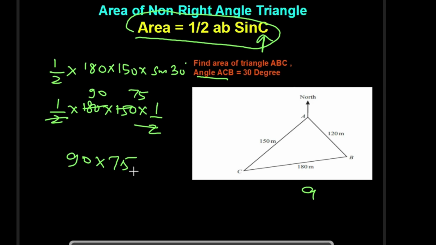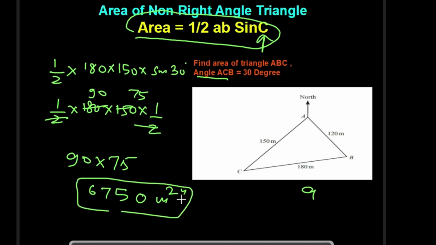Okay, we will do, so 9 into 5 is 45, 9 into 7 is 63, plus 467 meter square. Area is always in meters, so that's why meter square. So that's why the answer will be this. Okay, so this way we can find the area of a triangle if this triangle is a non-right angle triangle.